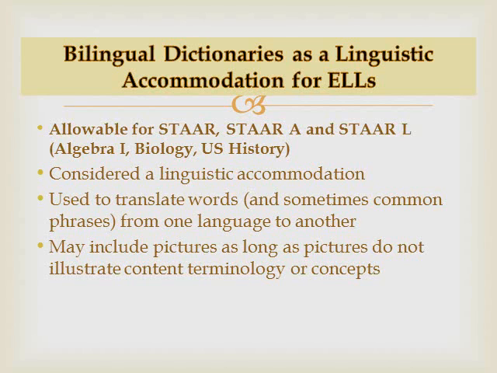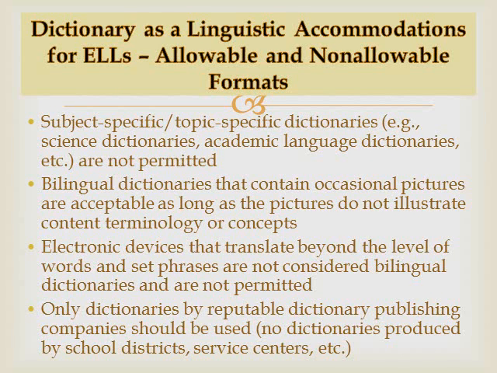Bilingual dictionaries as a linguistic accommodation for ELL are as follows. They are allowable for Star A, and Star L for the Algebra 1, Biology, and U.S. History tests. It is considered a linguistic accommodation. They can use it to translate words and sometimes common phrases from one language to another. It may include pictures as long as pictures do not illustrate content, terminology, or concepts. The following are the allowable and non-allowable formats of these dictionaries for the English language learner accommodation.